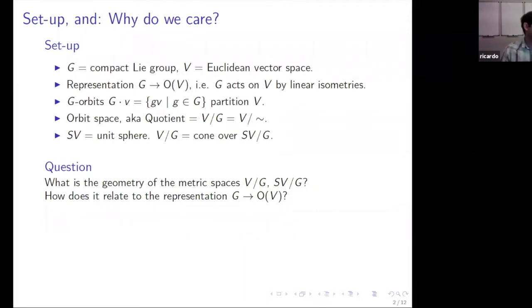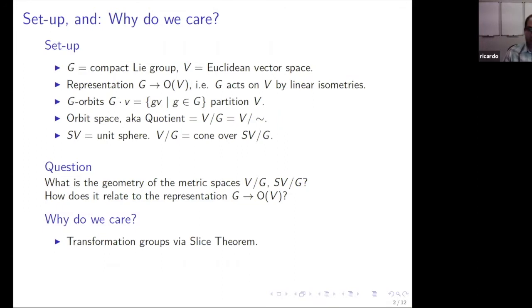Okay, so that's the setup. Then I also want to ask, why do we care about this? There are a few different angles, pardon the pun, for why we care. One is if you care about groups acting on manifolds, let's say by isometries, then the local situation around an orbit is given by the slice representation. This is via the slice theorem. The slice theorem gives you a tubular neighborhood around an orbit, and you describe it in terms of the slice representation.